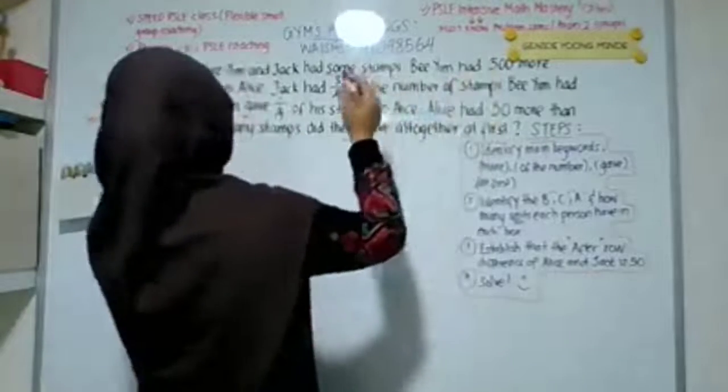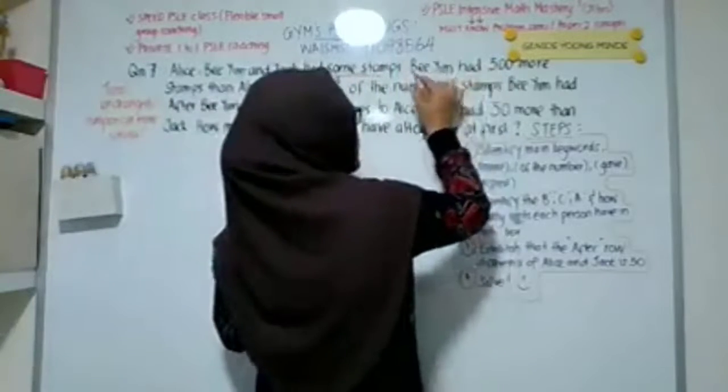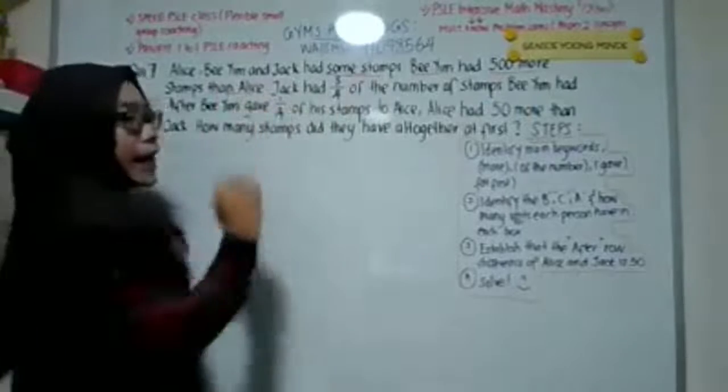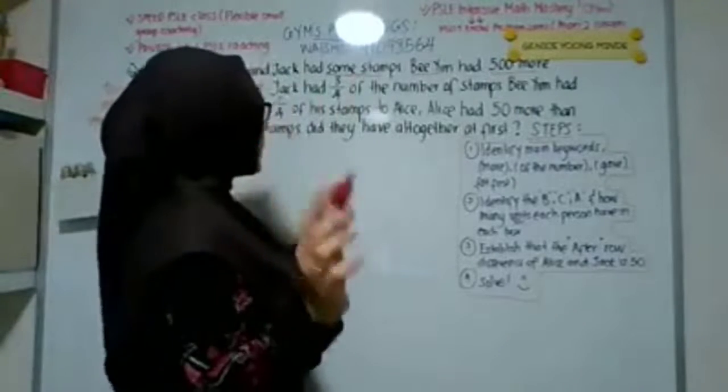Beam had 500 more stems than Alice. They are comparing. Beam had 500 more than Alice. Comparing between Beam and Alice. That's the first comparison.